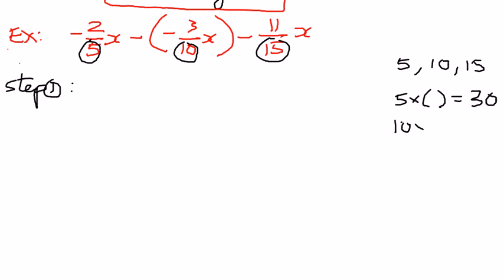10 times what number is equal to 30, and then 15 times what number is equal to 30. So 30 goes into 5 some number of times. 5 times 6 is equal to 30, 10 times 3 is equal to 30, and 15 times 2 is equal to 30. So therefore our common denominator is 30.